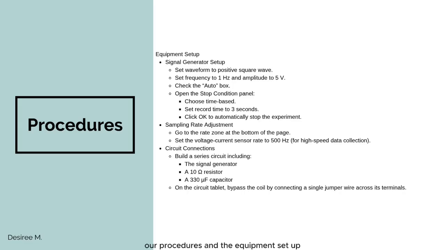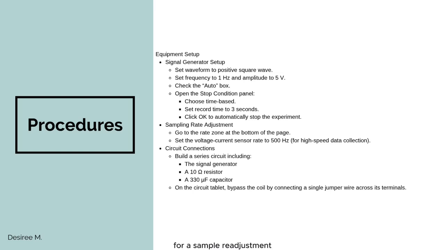For our procedures, the equipment setup included a signal generator setup, a sample rate adjustment, and circuit connections. For the signal generator setup, we set the waveform to positive square wave, and we had to set the frequency to 1 Hz and the amplitude to 5 volts. In order to check the data, we had to check the auto box, then open the stop condition panel, choose a time base, set the record time to 3 seconds, then press OK to automatically stop the experiment.